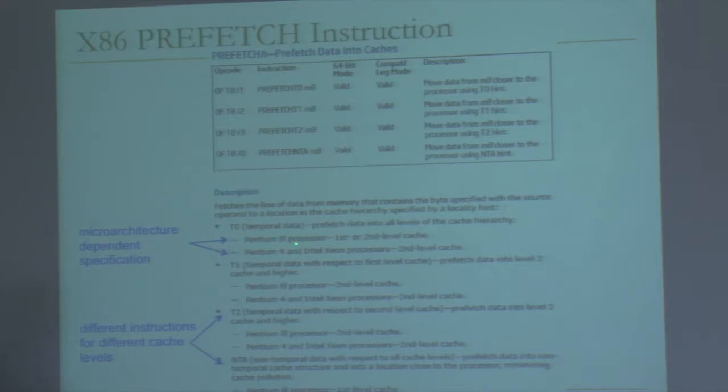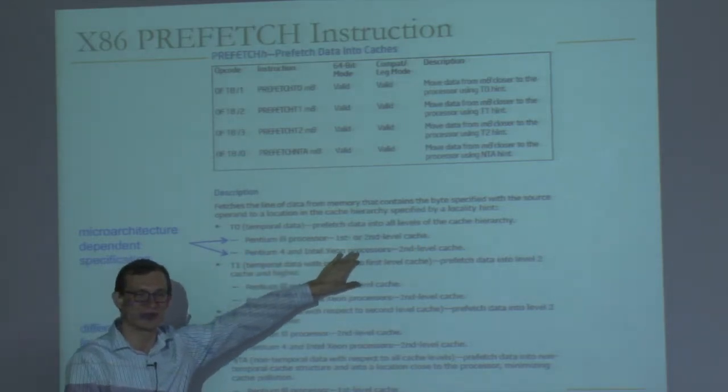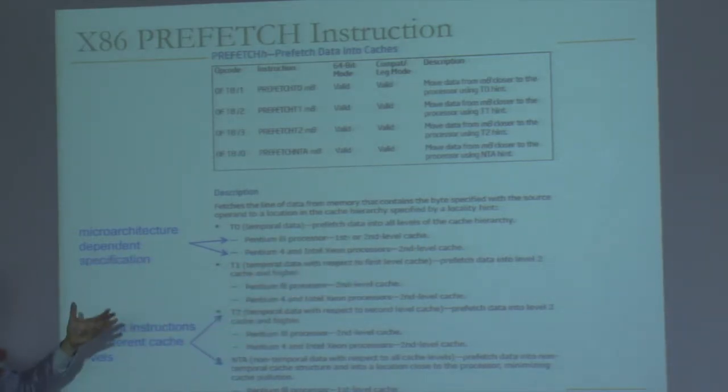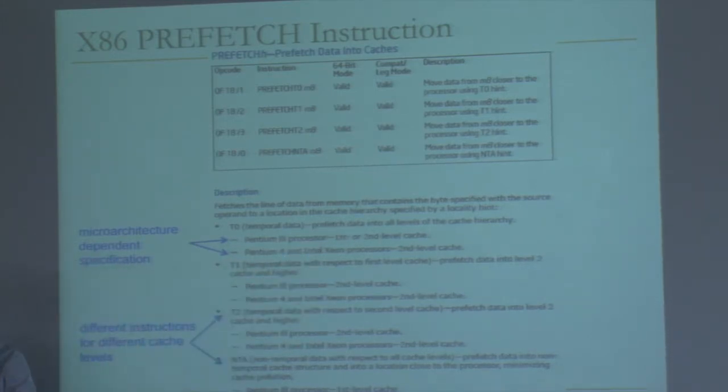In Pentium 3 processor, first or second level cache. Pentium 4 and Intel Xeon processors, second level cache. Well, they've just violated the all levels of the cache hierarchy definition, right? It doesn't go into the first level cache because of what I said earlier. It's a good trade-off to actually not prefetch the data into the first level cache because it's small and you don't want to pollute it, and you can tolerate the latency of the first level cache. So even the specification is microarchitecture dependent.